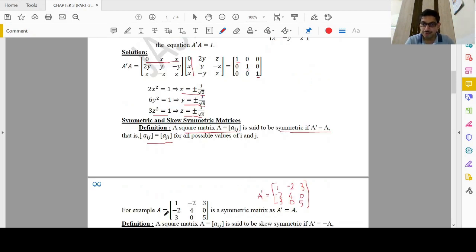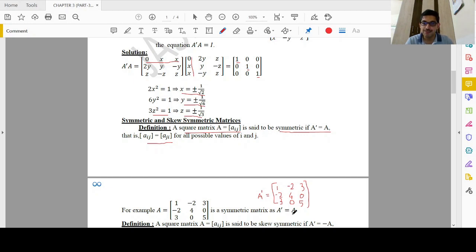So for example, if A is given as [1, -2, 3; -2, 4, 0; 3, 0, 5], when we find the transpose of A, that is A dash, we can see that it is also coming as the same: 1, -2, 3, that is first row becoming first column here, then second row -2, 4, 0 becoming second column here. Similarly 3, 0, 5, that is third row becoming third column here. So it is a symmetric matrix since A dash equal to A.